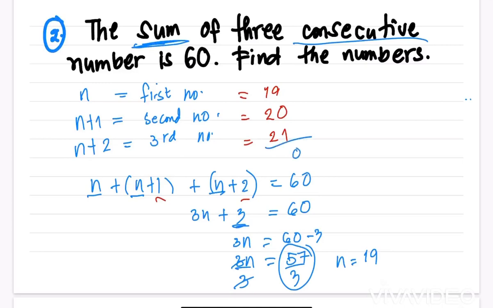So that is 0 carry 1, 60. So therefore, the three consecutive numbers are 19, 20, 21.